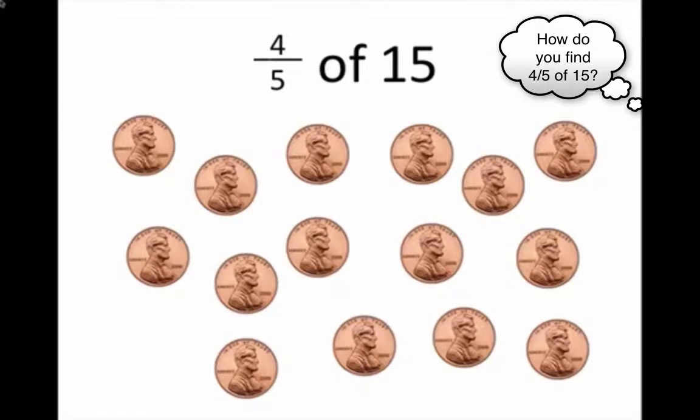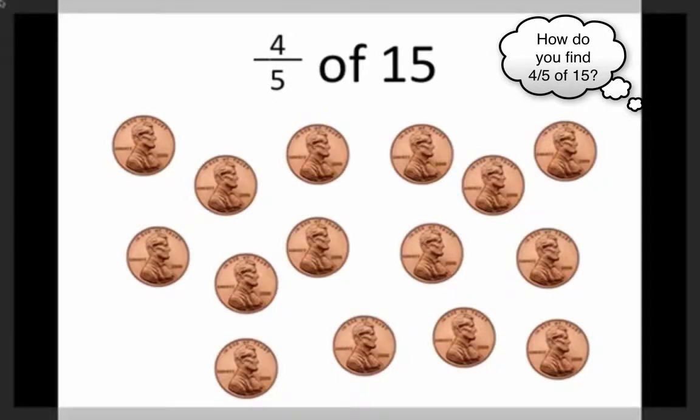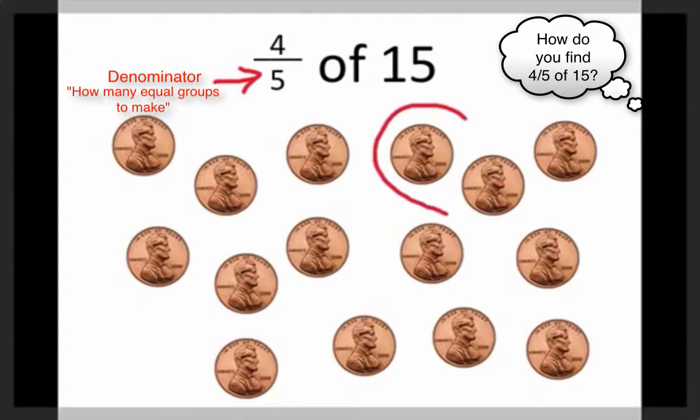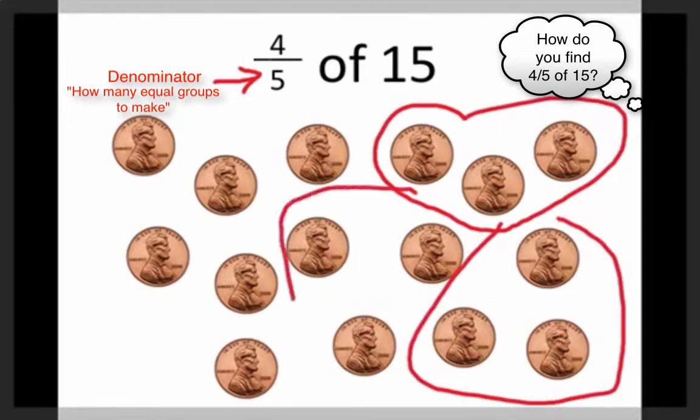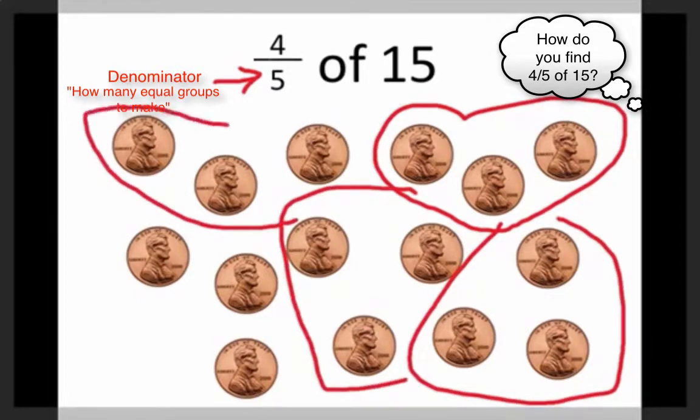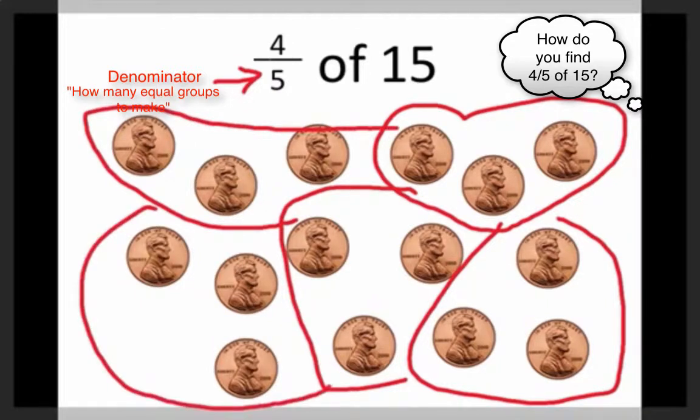To do that, let's start with a set of 15 pennies. Now we know from our study of fractions that the denominator of a fraction tells us how many equal groups to make. So let's start there. Let's make 5 equal groups. And if we do that with a group of 15, we need to make 5 equal groups of 3.